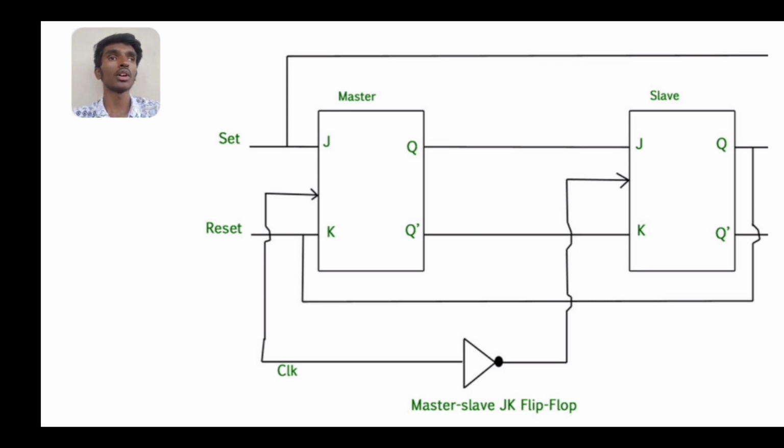There are two inputs, that is set and reset. Set is 1 0 and reset is 0 1, and we have two outputs, Q and Q plus, or Q naught or Q bar, and clock is connected to the master and to the slave flip flop. In that, an inverter is connected.